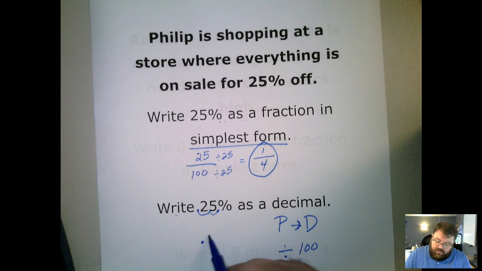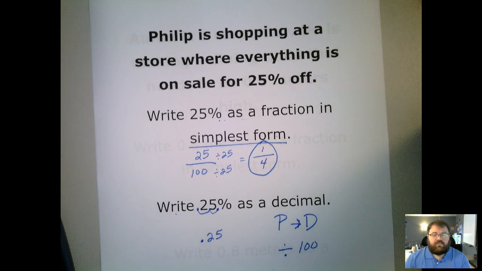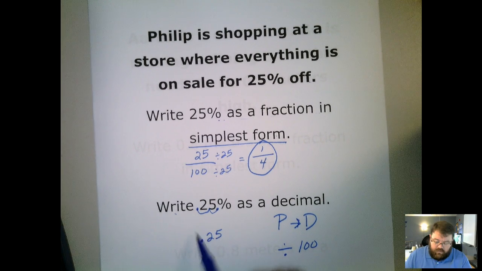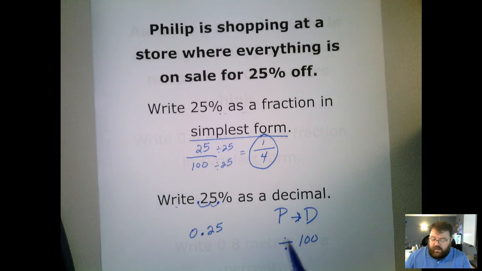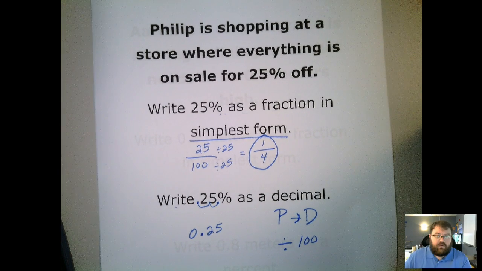So I have 0.25, and that's 25 hundredths. I'm going to add a 0 here. Now, I would write this down. Okay, I would write this down so that you will have it later on if you don't already know it.